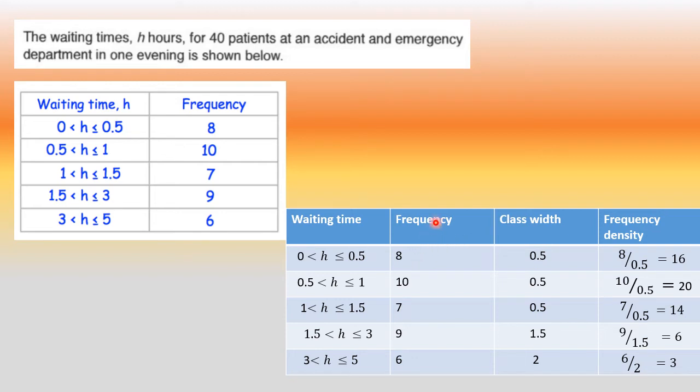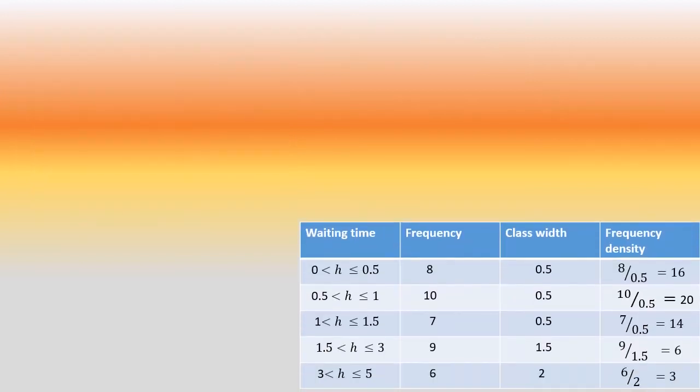So frequency 8 divided by 0.5 is 16. Frequency 10 divided by 0.5 is 20. Likewise, you can prepare the table. So this information we are going to draw into a histogram. The y-axis is the frequency density, and the x-axis is the waiting time in hours.